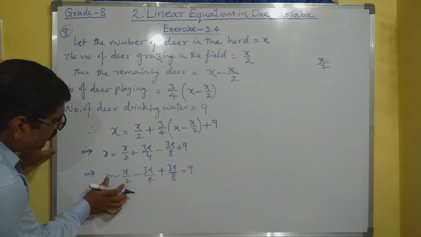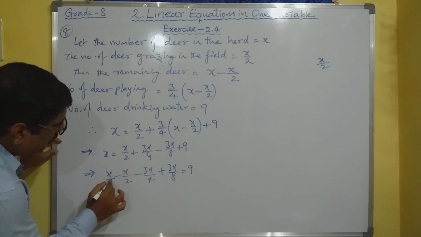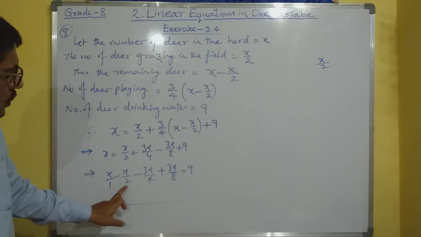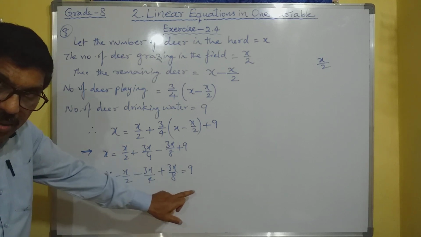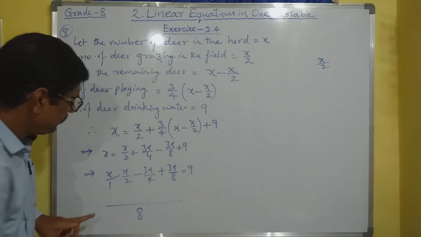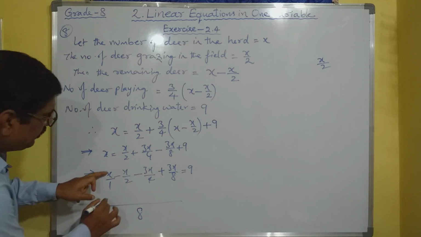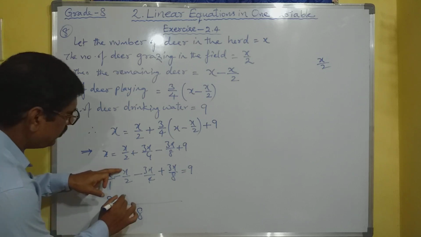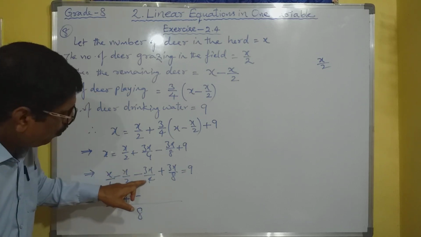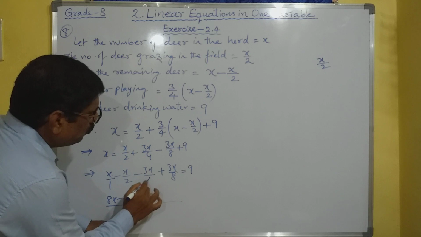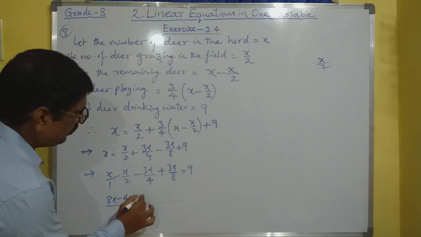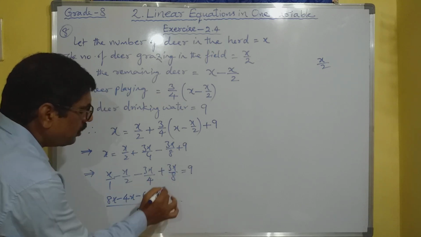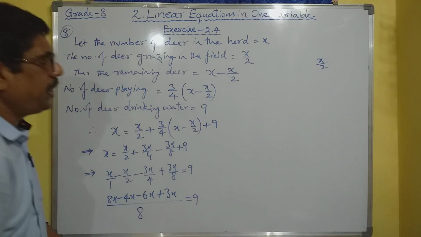For solving this, let us take the denominator of x as x by 1. What is the LCM of these denominators 1, 2, 4, 8? The LCM of the denominators is 8. 8 ones are 8, 8 into x, 8x. 2 fours are 8, 4 into x, 4x. 4 twos are 8, so the 2 should multiply with 3x. So we get 6x, plus 8 ones are 8, 1 into 3x, 3x is equal to 9.